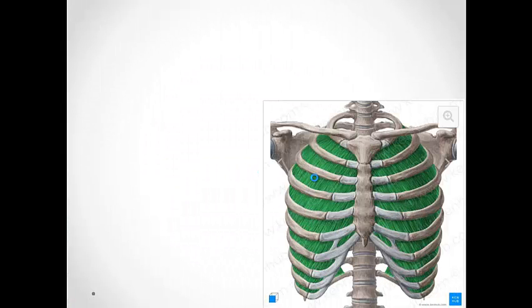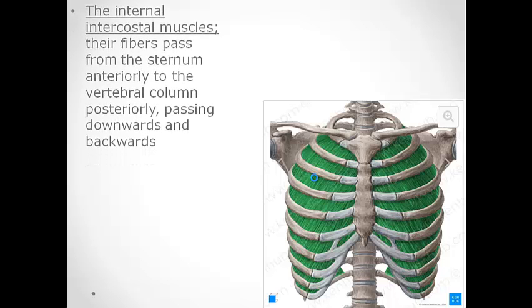So the second layer of muscle that's found directly underneath the external intercostal muscle is referred to as the internal intercostal muscle. Now, generally, the internal intercostal muscles are the reverse of the external. So the direction is opposite, the starting point is the opposite, so everything is the other way around.